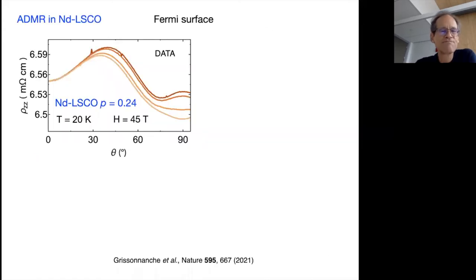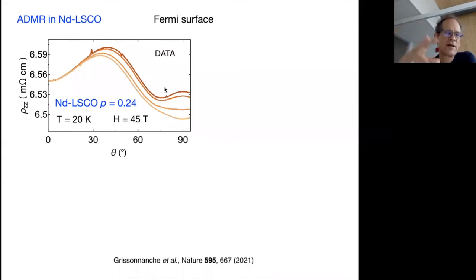So this is the ADMR data at 24%. C-axis resistance as a function of angle at fixed field, 45 Tesla, at a particular temperature. What you see is that you have variations. It starts by going up, it peaks, it goes down, it goes through a minimum, goes through a maximum again. So there's a lot of structure there, and this structure is directly determined by the Fermi surface.